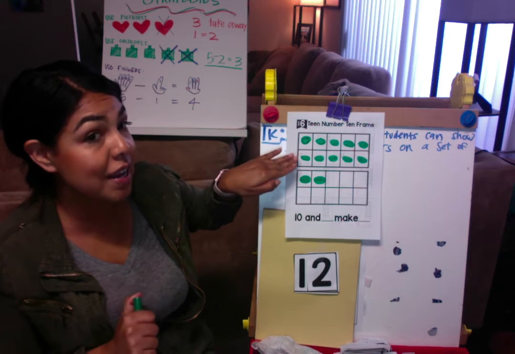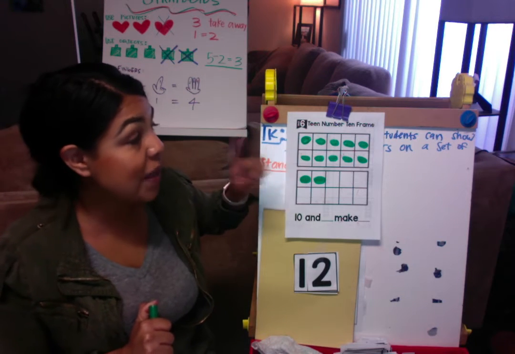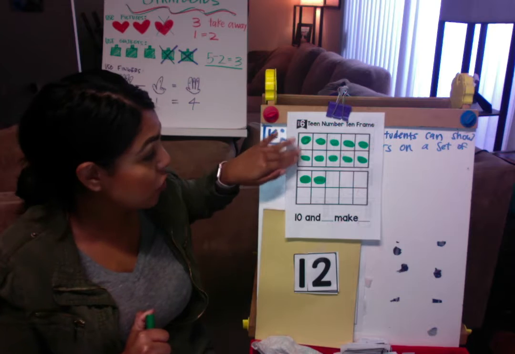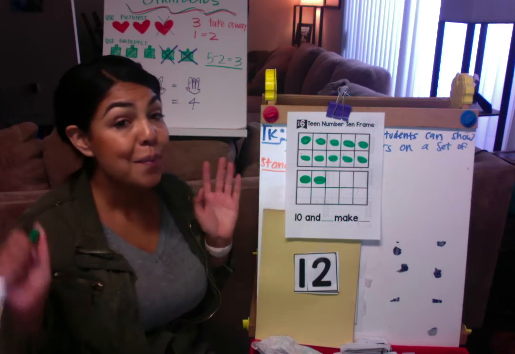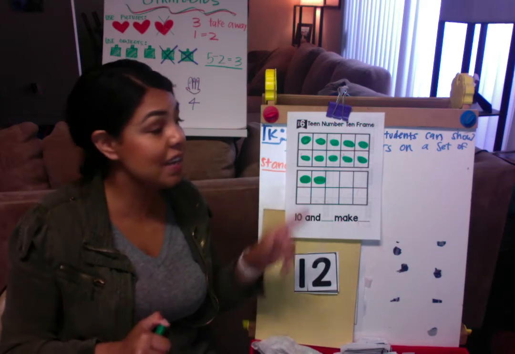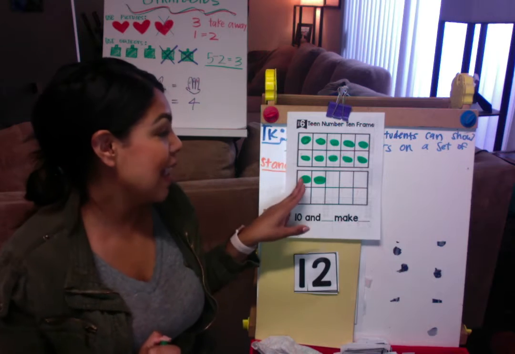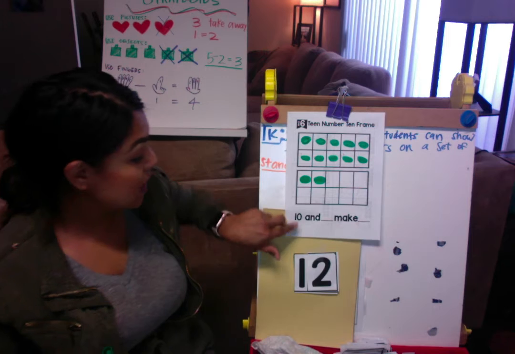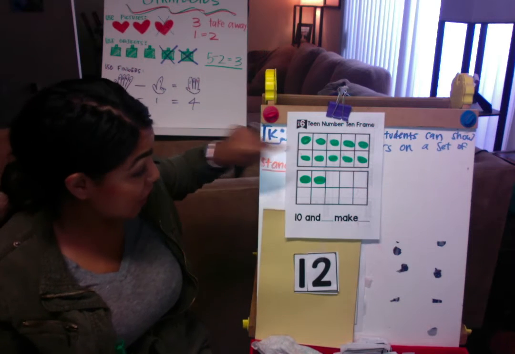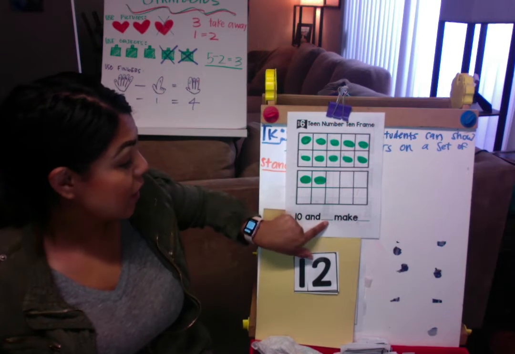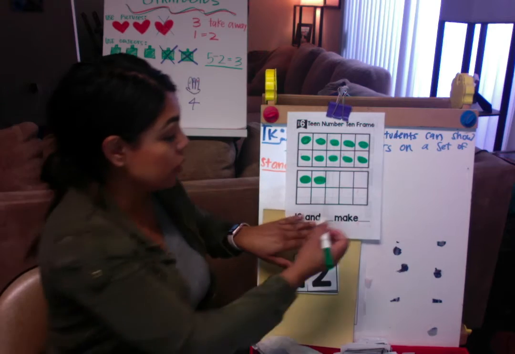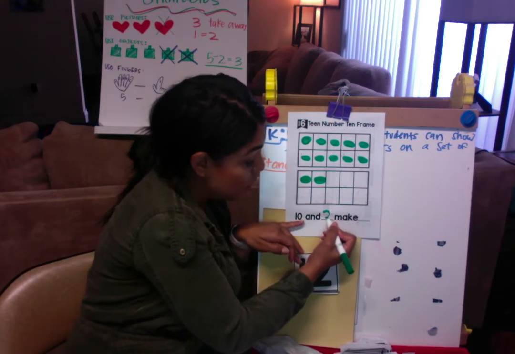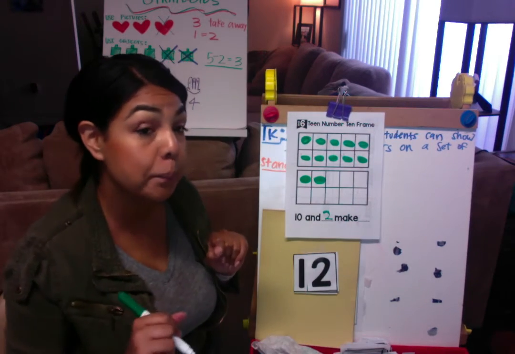How many go in the 10? Good. A 10 frame has 10. So make sure you have 10. And we always have 10 because a 10 frame has how many? 10. And 2 extra. 1, 2. Okay? So we say right here 10 because I have 10. And how many extra? 1, 2. So I'm going to write the number 2 right here. Everyone make sure you write your number 2 in your 10 frame.